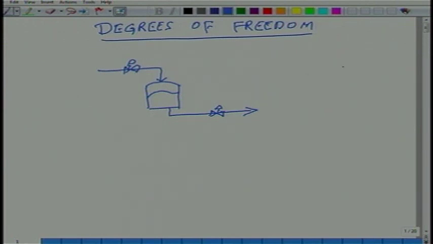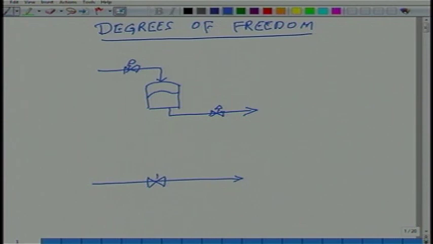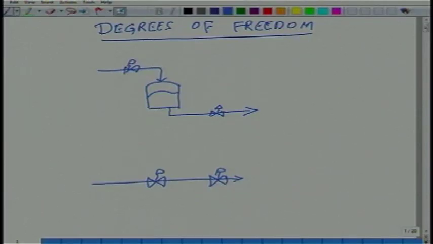Let us say I have got a simple pipe, okay. How many valves can I put on this pipe? How many of them are independent? There is only one independent valve. Is that clear to you? You can put as many valves as you want, but you can only set one flow, you are only adjusting one flow, okay.